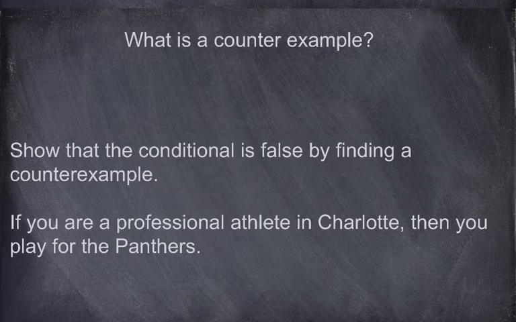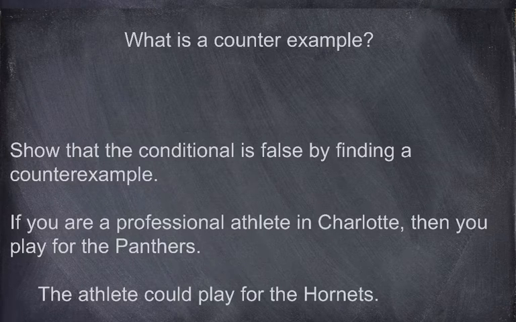What we could say is the athlete could play for the Hornets. So notice again, the hypothesis stays true, we still have the hypothesis that the person is a professional athlete in Charlotte, but here the conclusion would change. The athlete could play for the Hornets. So they could be on the NBA team instead of the NFL team.